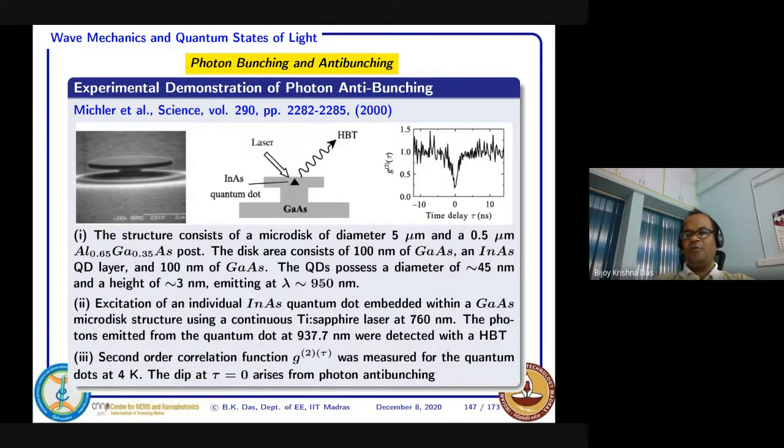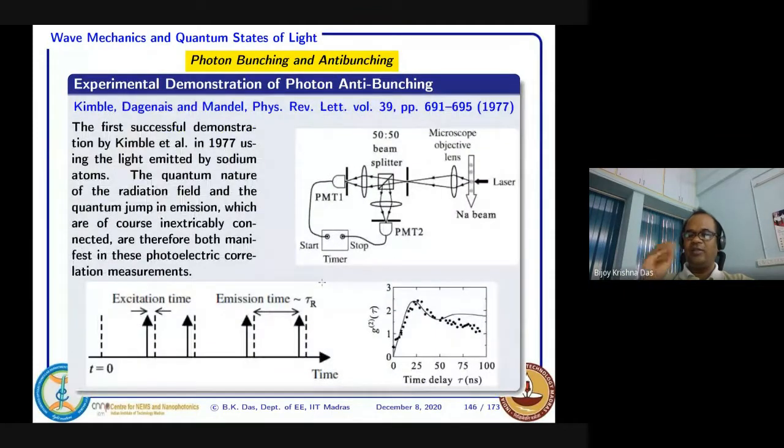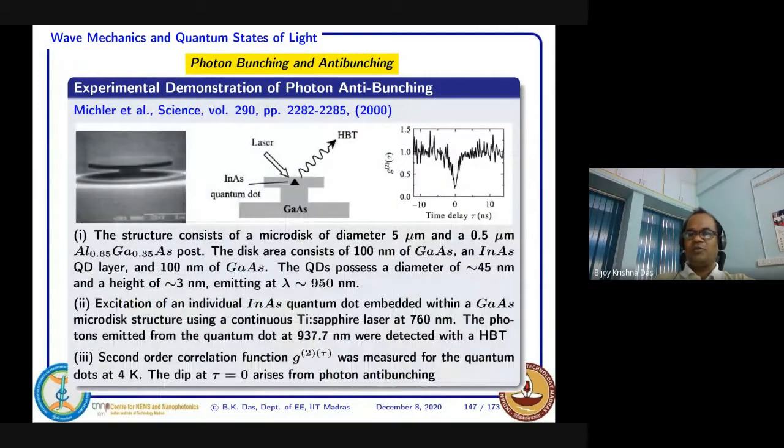Now, once you get that, you can actually determine when the photon is coming, and you can select them, and that can be considered as a single photon. Then it was about 2000, about 20 years ago, and a lot of experiments went on.